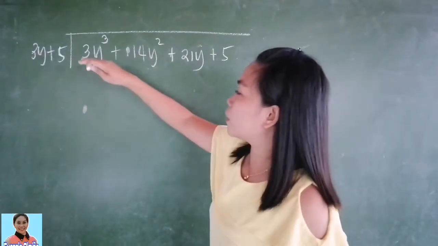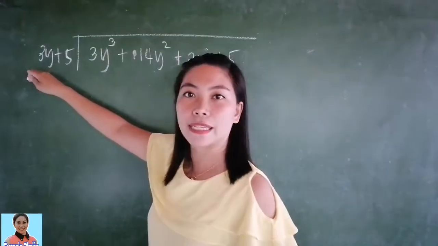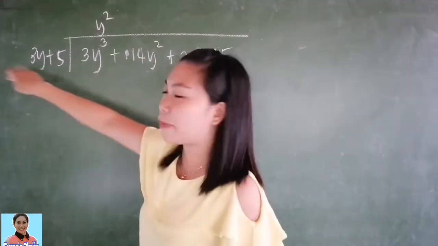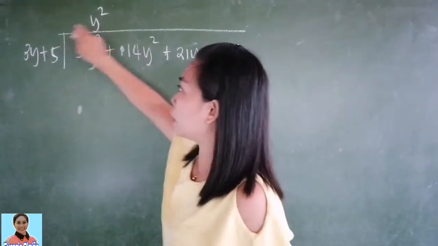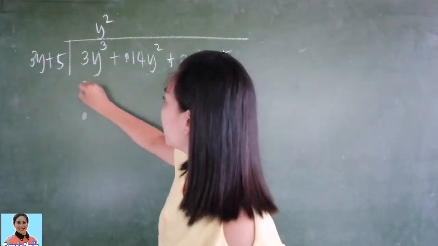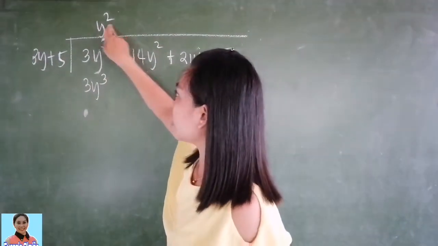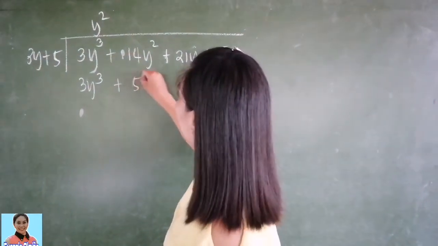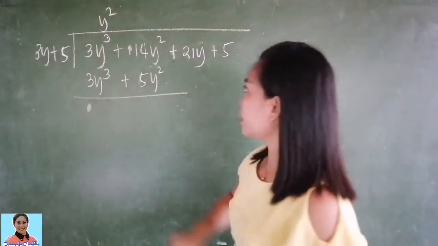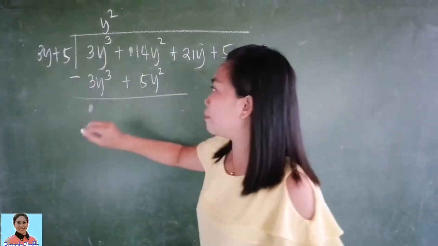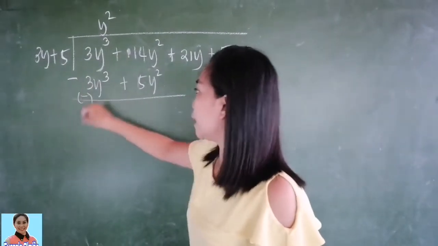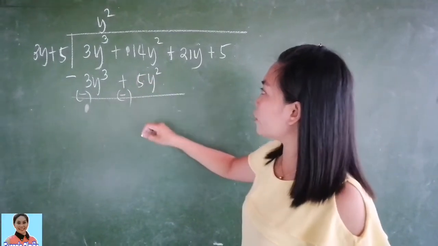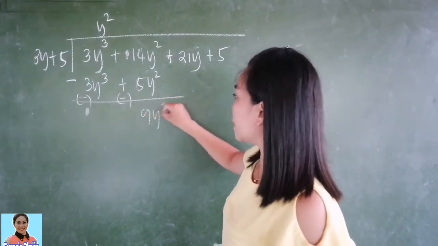Okay, now. So, 3y cubed divided by 3y, you have y squared. Kasi 3 divided by 3 is equal to 1, di ba? So, y squared multiplied by 3y, you have 3y cubed. Y squared multiplied by 5, you have 5y squared. Now, subtract. But first, we have to change the sign of the subtrahend. The negative becomes negative. So, 14 minus 5, we have 9y squared.